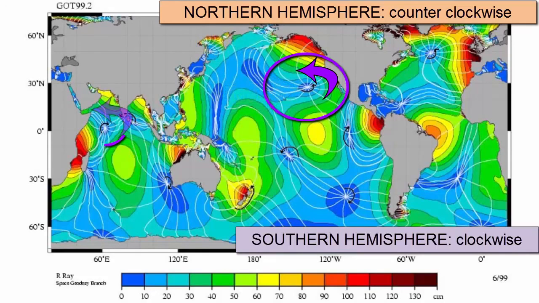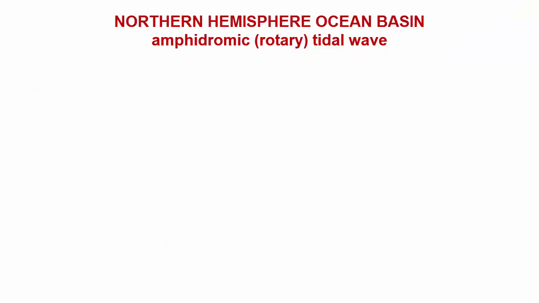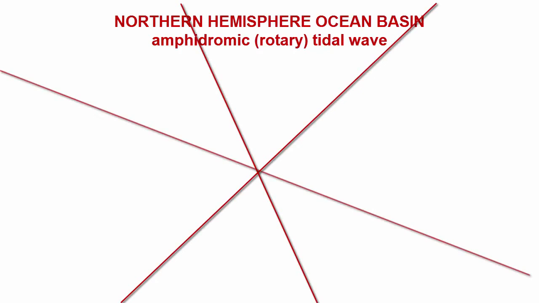There are many amphidromic systems across the world's oceans, produced by the varying shapes of the ocean basins and the configuration of continents and islands. Let's piece together again how you would draw an idealized amphidromic system in a square ocean basin in the northern hemisphere. First, you'd start by creating the spokes of your wheel, the co-tidal lines, all coming out from the amphidromic point center. Be sure to include enough to get a divisor of 12.